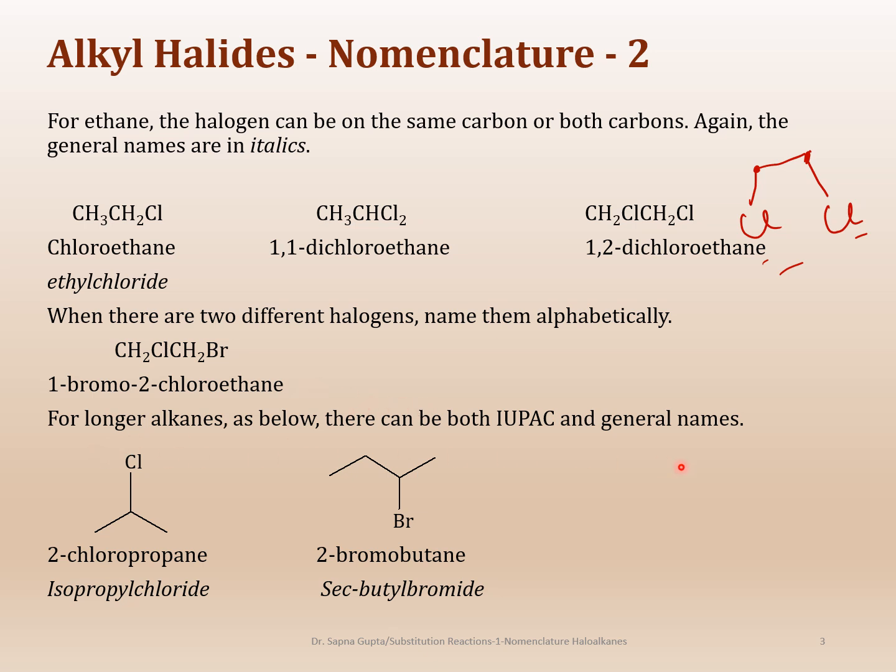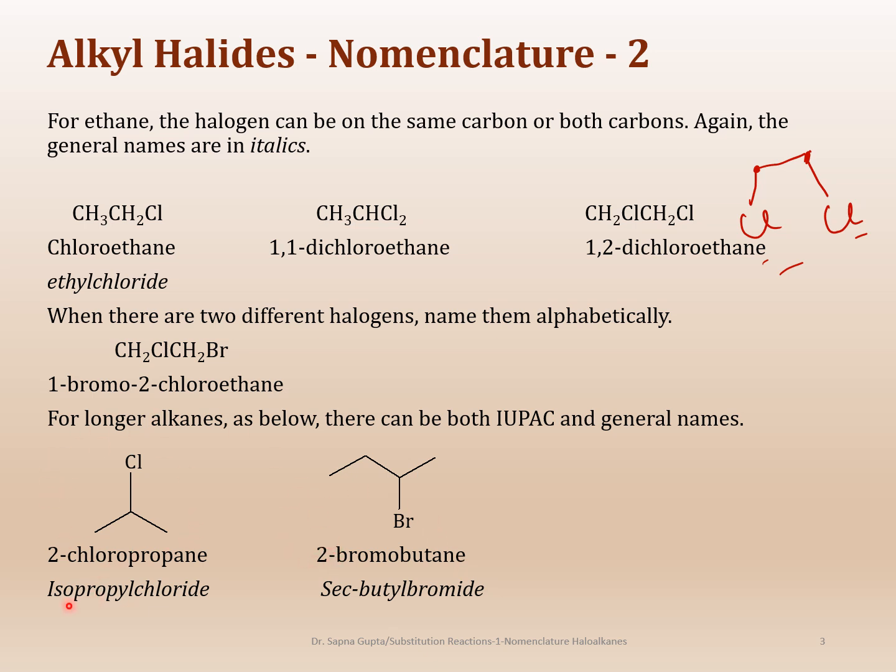So then if you have longer alkanes, then you have to number. For this one, the 3 carbon, it's a propane, and now you have to number, so you have to give a locant. So that's 2-chloropropane, and then this one is 2-bromobutane. Give lower numbers as much as possible.